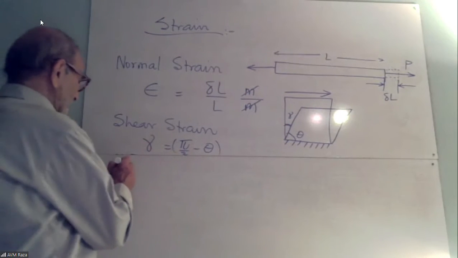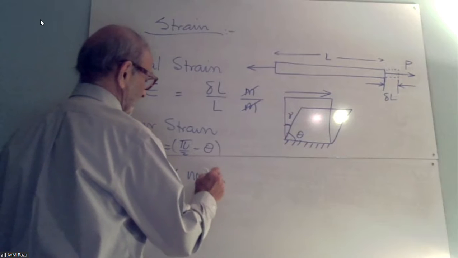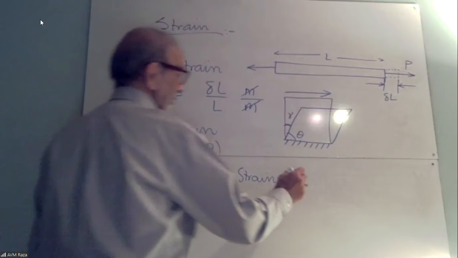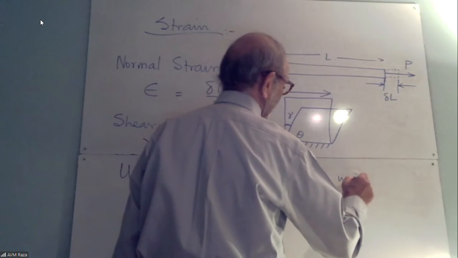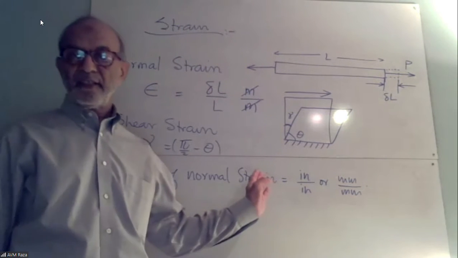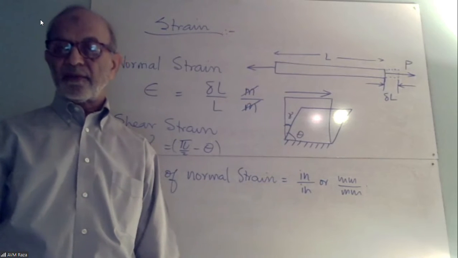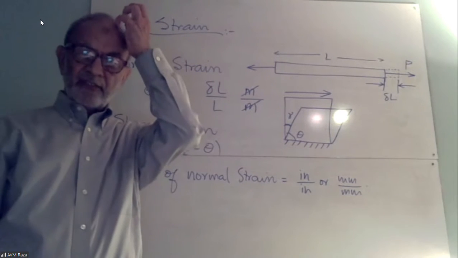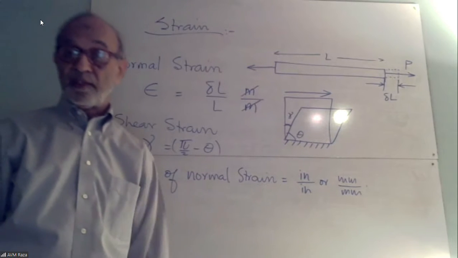It's usually in either millimeters per millimeter or inches per inch. So I will say units of normal strain, let's say, are inch per inch or millimeter per millimeter. But technically, I can also say that it is a unitless quantity. Do you agree? Because the units cancel out. So technically, it doesn't have any units, but in practical life, industry uses the same units, inch per inch or millimeter per millimeter. And I'd like you to be using these also.